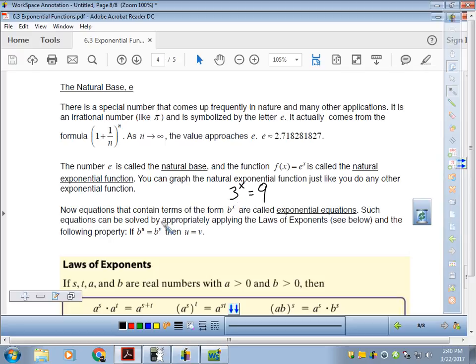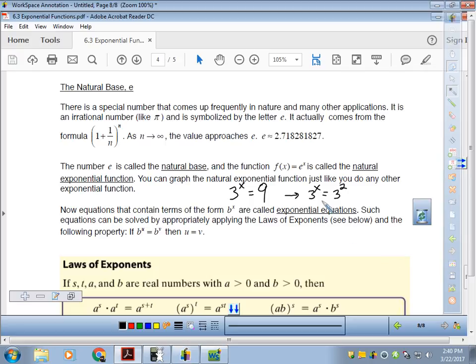Now, there are several different ways you can solve exponential equations, but the way that we're going to look at today is by getting a common base. What I mean by that is 3 and 9 here are both powers of 3. 3 is already a power of 3, so I can leave it alone. But 9 could be rewritten as a power of 3. 9 is 3 squared.